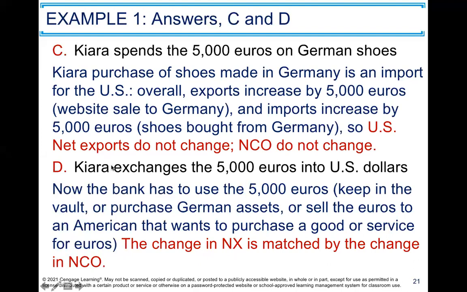From a macro perspective, those 5,000 euros are still in the US, whether it's with Chiara or with Joey, it doesn't matter. They're still in the US. And that's why we're saying that net exports is going to equal NCO, like in the example of A and B. The only difference here is that those euros just changed hands from one American to another, from Chiara to this new person, Joey. And as a result, nothing really changed. The change in NX is matched by a change in NCO. That capital used to be with Chiara, now it's with some other person. But from a macroeconomic perspective, they're all American, so it's still in the US.